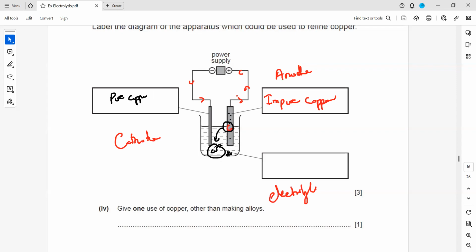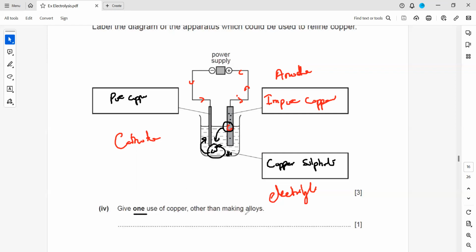The copper ions will move towards the cathode and be attracted, and the cathode size will increase. And what is the electrolyte made up of? It is made up of aqueous copper sulfate. So copper atoms turn into copper ions from the anode, and then the copper ions from the electrolyte will move towards the cathode.